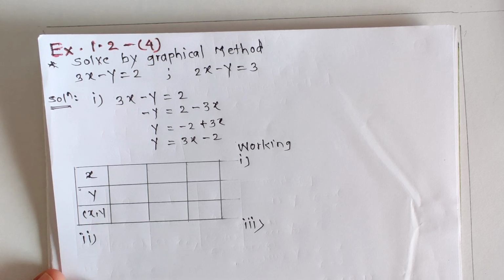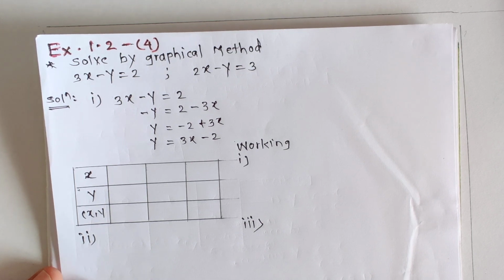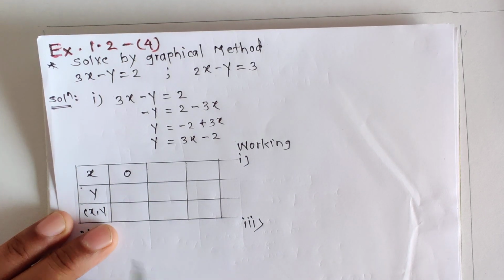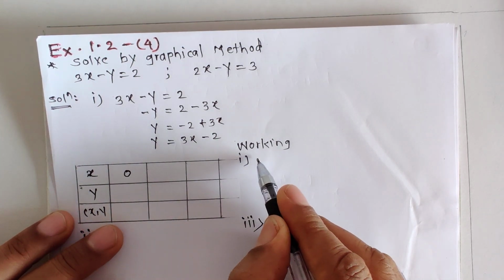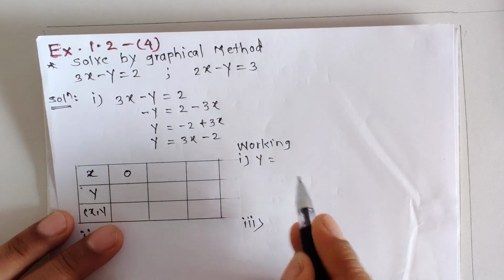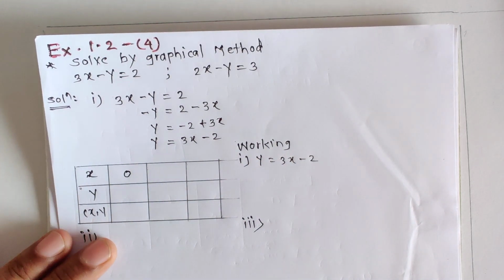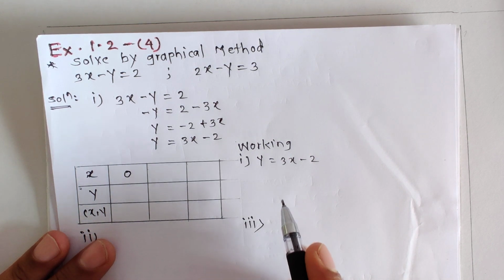If it is a largest value, suppose 15, 18, then it is impossible to show or plot on the graph paper. That's why it must be a smallest possible value. So again, if we select x as 0, then we get y is equal to 3x minus 2.